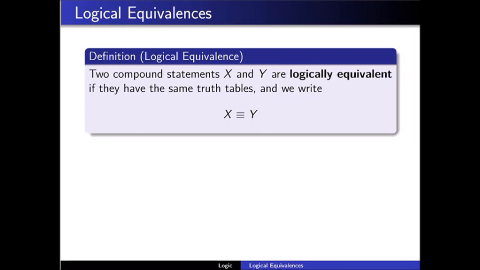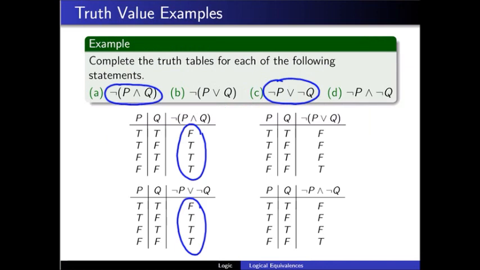Here's the definition. Two statements X and Y are logically equivalent if they have the same truth tables. And we write a symbol that looks like an equal sign, but it has three parallel lines in it. And we read this statement here as X is logically equivalent to Y. If we look back at the previous example again, what we said was the statement in part A is logically equivalent to the statement in part C because they have the same truth values. So we would read this as not (P and Q) is logically equivalent to not P or not Q.